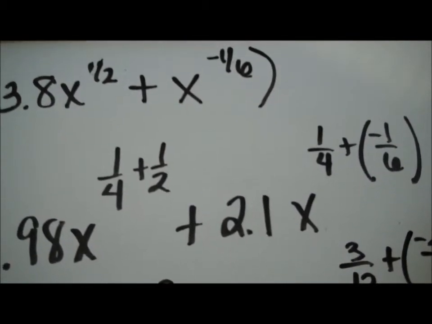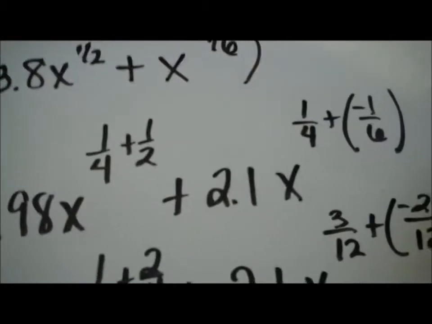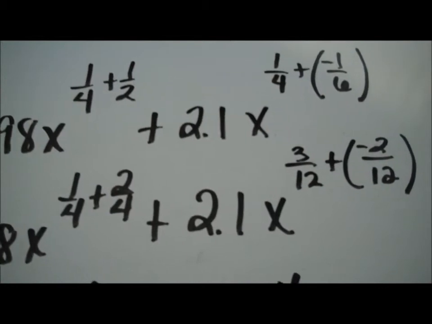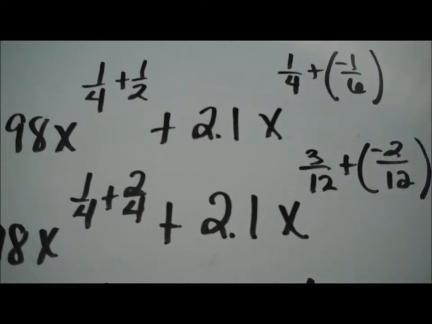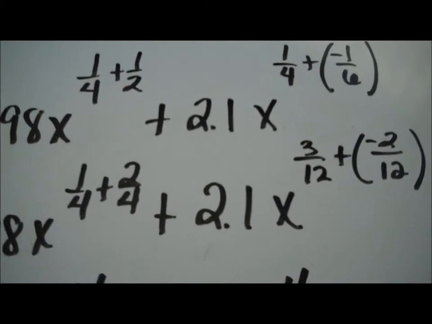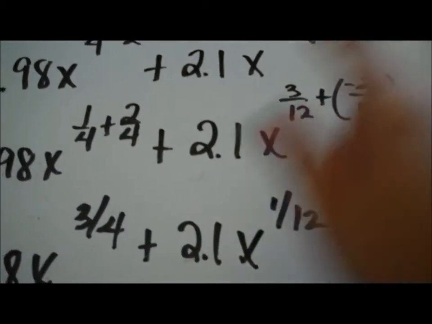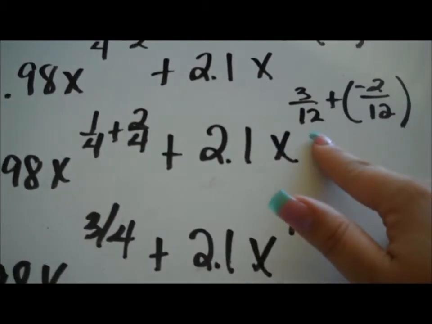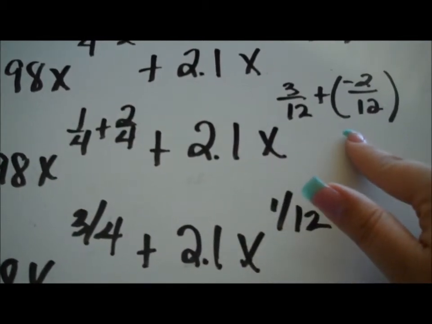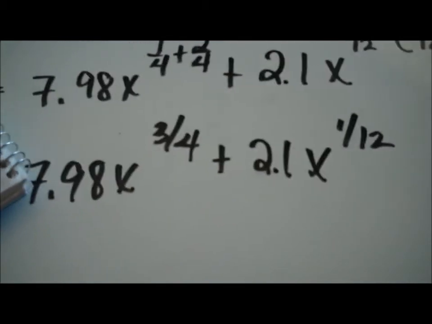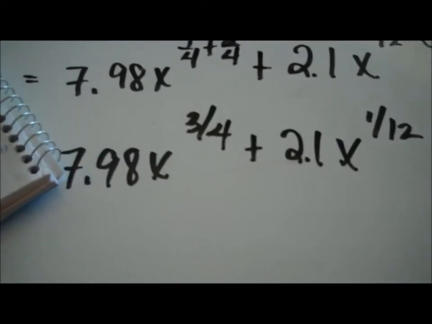Okay, so we have to find common denominators to do this. Remember, we have to have common denominators to add and subtract exponents, so I changed them. And then once we have common denominators, we can then simplify them down. So again, 1/4 plus 2/4 is 3/4, and 3/12 plus a negative 2/12 is a positive 1/12. And that will be our final answer.